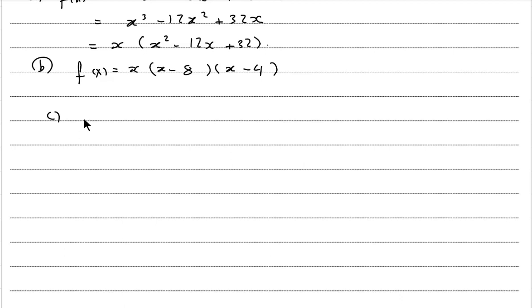So the graph will be increasing, decreasing, and then increasing: up, down, up. Then, if we put x equals 0, then y equals 0. This is the y-intercept. And then to get the x-intercept, we can equate all these brackets with 0. We have here 8 and 0, and also we have here 4 and 0, right?